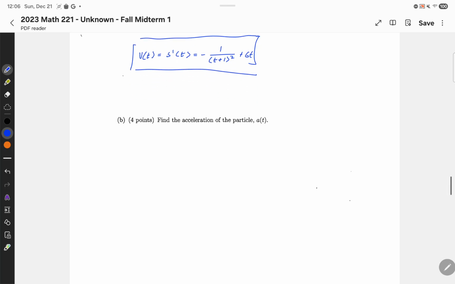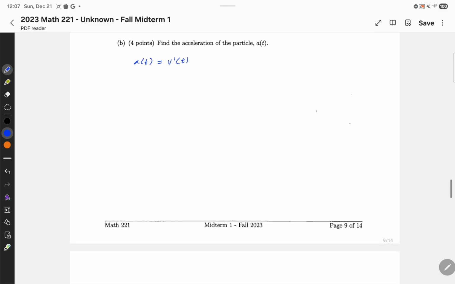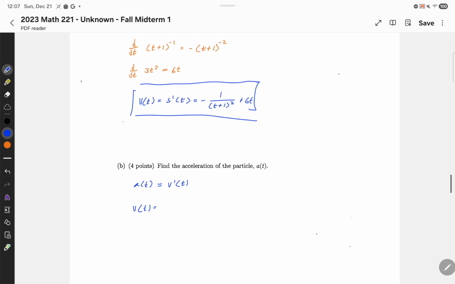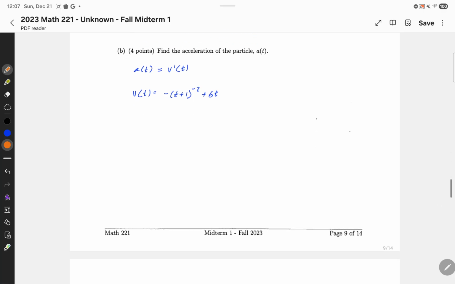And now we want to find the acceleration of the particle. And the acceleration a of t, with respect to t, is just going to be the derivative of v of t, like this. So, reminder that v of t is equal to, I'll go ahead and write it out as minus t plus 1 to the minus 2 plus 6t. And now we want to take the derivative of each of these parts.